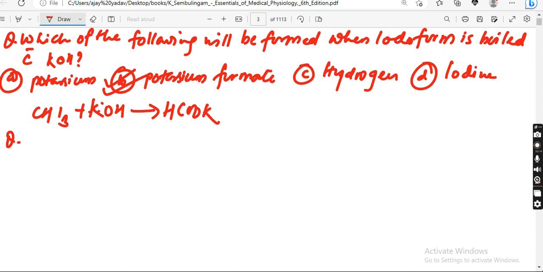So the next question is, which of the following is formed when chloroform reacts with chlorine? CHCl3, when reacted with chlorine, gives CCl4, right? We have learned this in haloalkanes as well, right? Free radical mechanism in the presence of light, right?